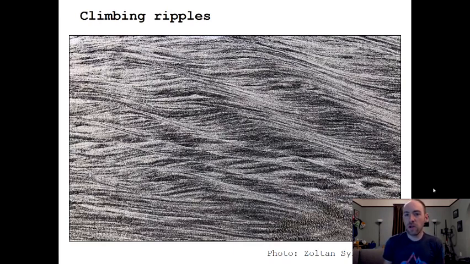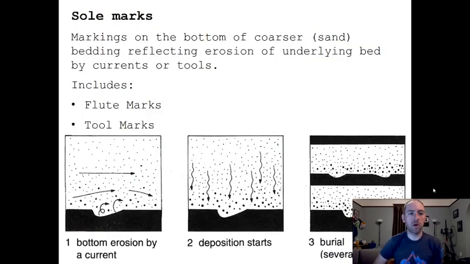The next feature or class of feature that we can talk about are what are called sole marks, and they're referred to as sole marks because they are present on the bottom of beds typically, and they're markings on the bottom of coarse bedding that reflect the erosion that occurred of an underlying deposit by either currents or tools.